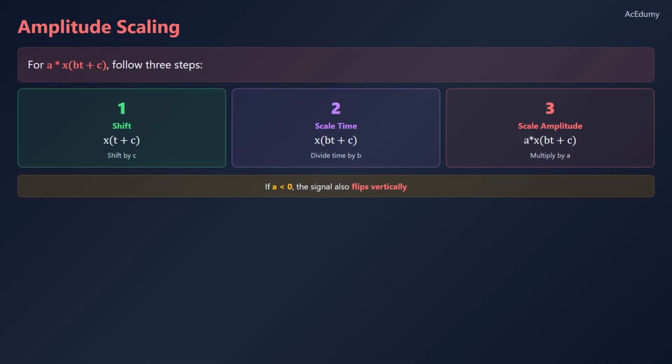What if we also need to scale the amplitude? For a transformation like a times x of bt plus c, we follow 3 steps. First, shift. Draw x of t plus c. Second, scale time. Draw x of bt plus c by dividing the time axis by b. Third, scale amplitude. Multiply the entire result by a. If a is negative, the signal also flips vertically. Let us see this with a concrete example.